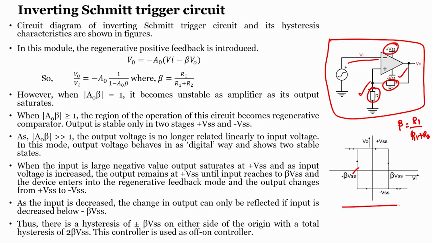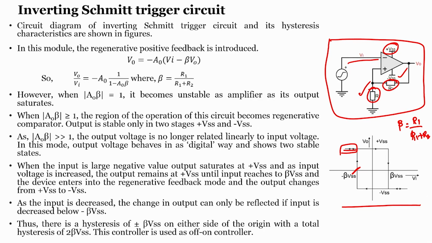So, when we look into the characteristics curve, or the relation between the input and output, we can understand that as my input keeps decreasing to minus beta VSS, once it reaches minus beta VSS, the output will become plus VSS. Since it is inverting, when the input voltage is lower than the lower threshold value, the output becomes higher, as we can see here. Similarly, when the input is greater than beta VSS, the output becomes lower. Lower in this case is nothing but minus VSS.